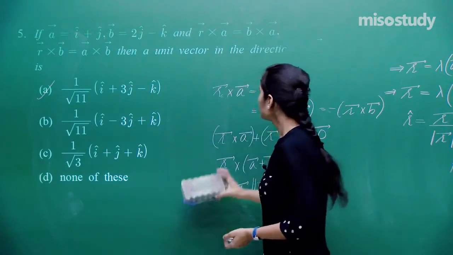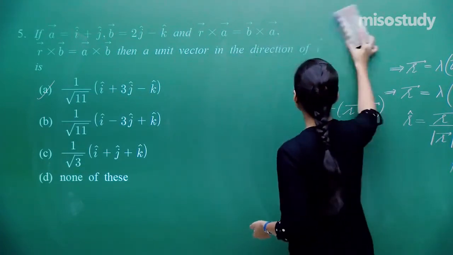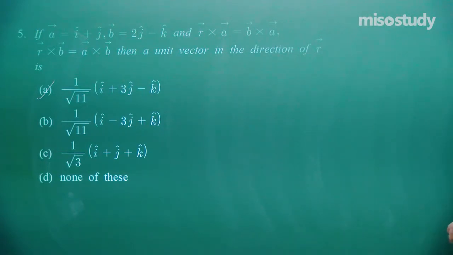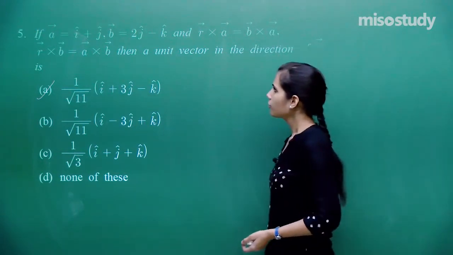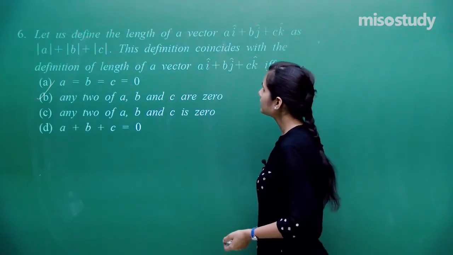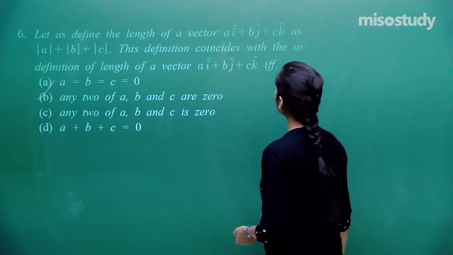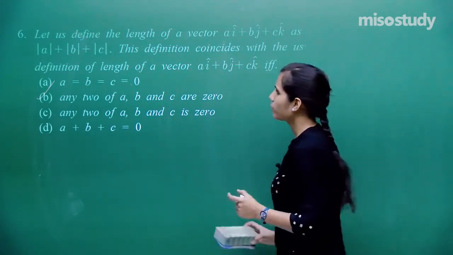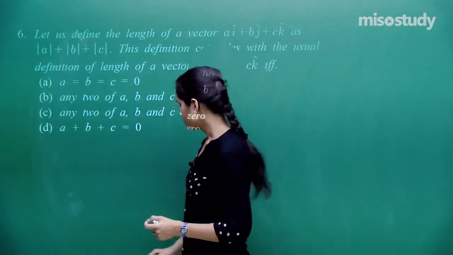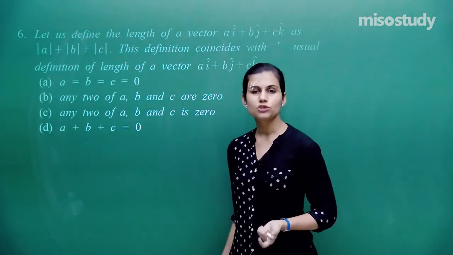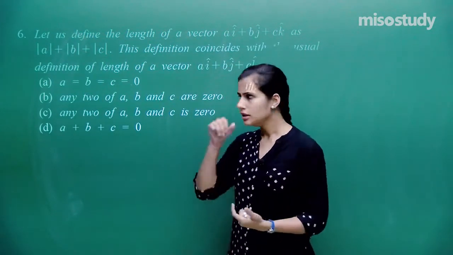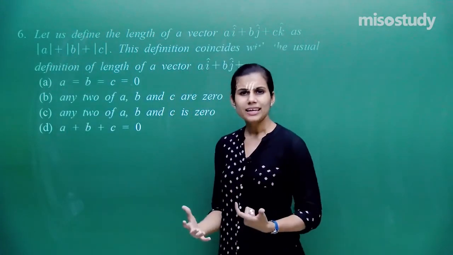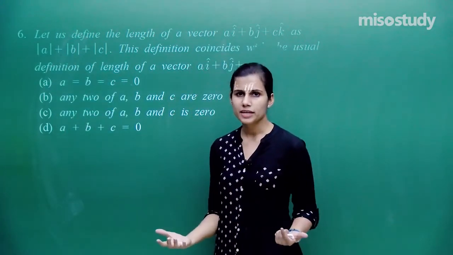Moving on to the next question. Question number 6. Let us define the length of a vector a i cap plus b j cap plus c k cap as mod a plus mod b plus mod c. Okay. So the question itself is defining the magnitude of a vector in some alternative fashion. It is mod a plus mod b plus mod c. Typically, I know that this is not the way in which length of a vector is defined.